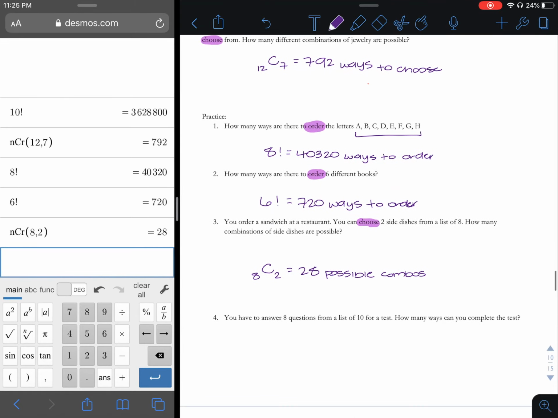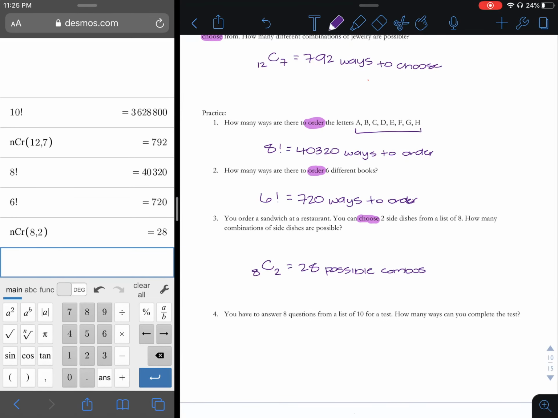All right, let's talk about number 4. You have to answer 8 questions from a list of 10 for a test. How many ways can you complete this? So this one I don't see "choose." I don't see "order," so I'm not really sure which one I'm talking about.